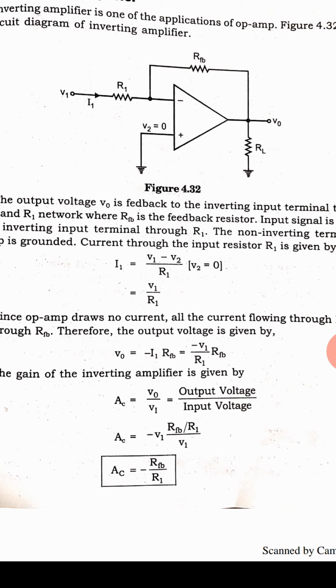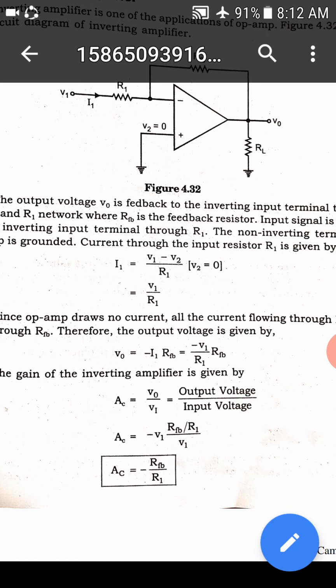For the inverting amplifier we can calculate the voltage gain, AV equal to V0 by Vin, that means output voltage divided by input voltage. Substituting the output voltage, minus V1 divided by R1 into RF, V1 gets cancelled. The gain is nothing but minus RF by R1. By adjusting the values of these two resistances, the gain of the amplifier is adjusted. You can notice that the output is negative, that means it is an inverting amplifier.